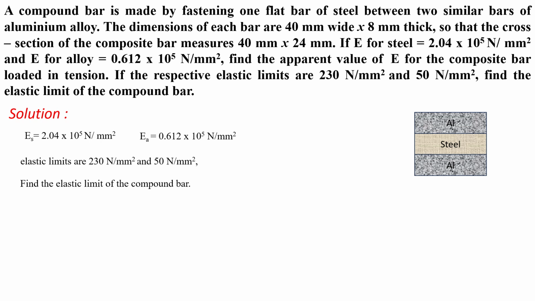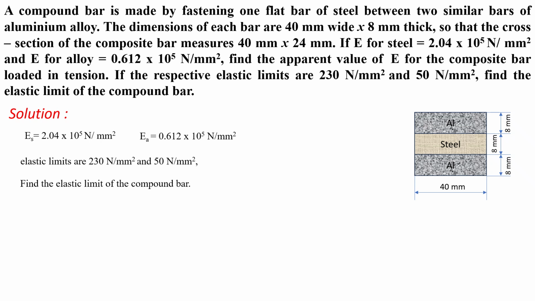The dimensions of each bar are 40 mm wide and 8 mm thickness, so the cross section of the composite bar measures 40 mm into 24 mm. So here the cross sectional area of the composite bar is given, that is 40 mm into 24 mm, and also the cross sectional area of the aluminum and steel bars.